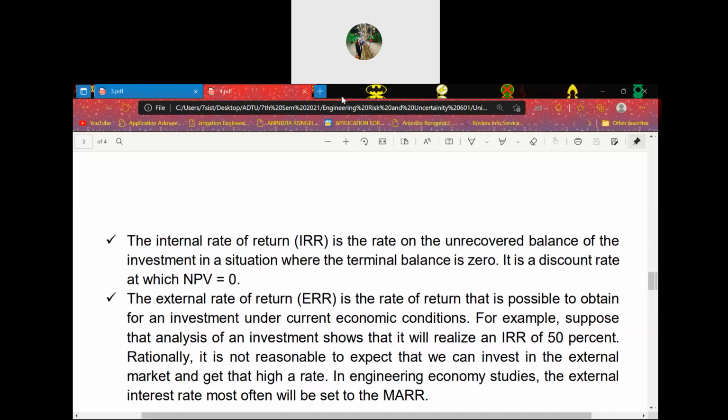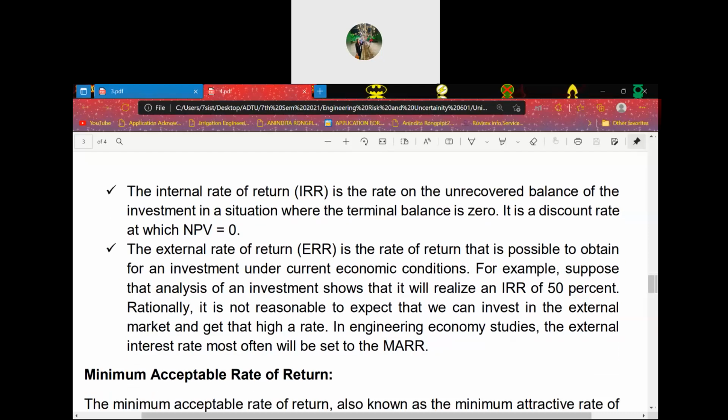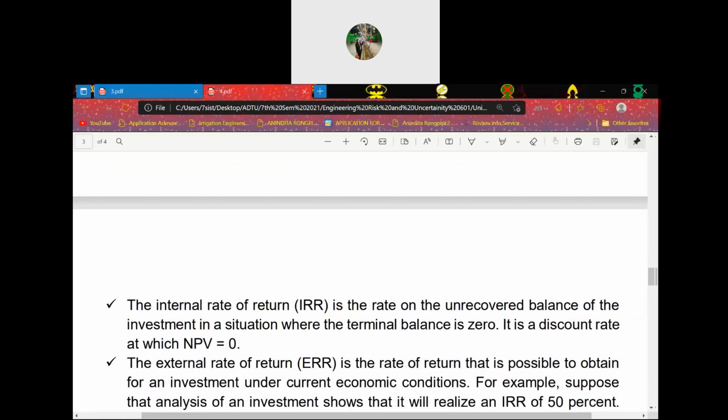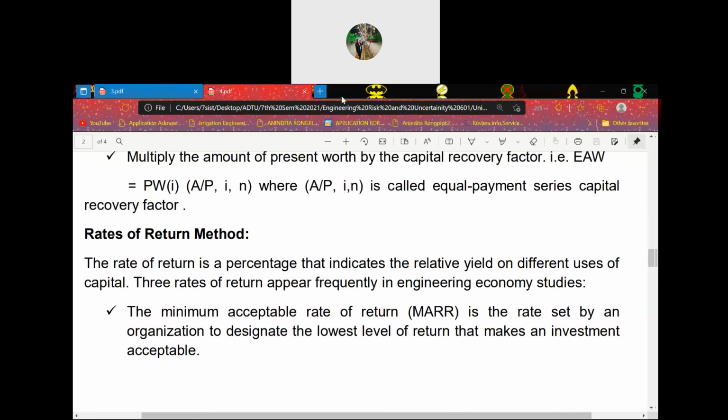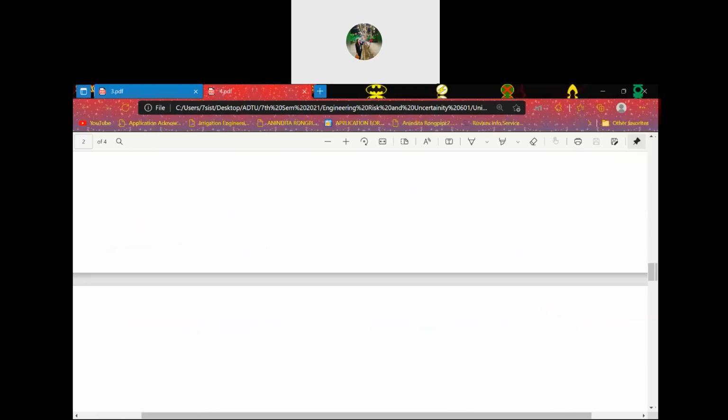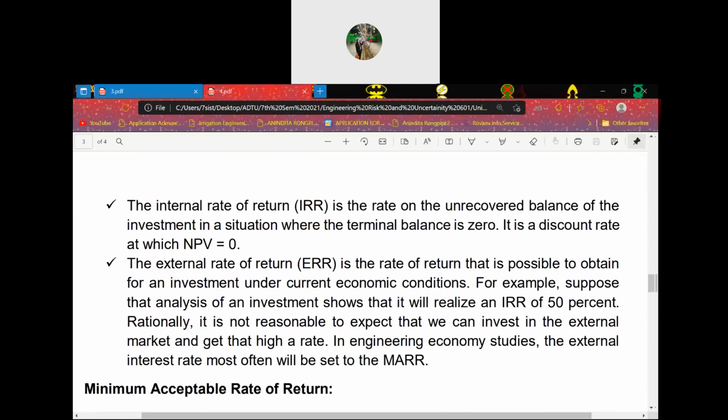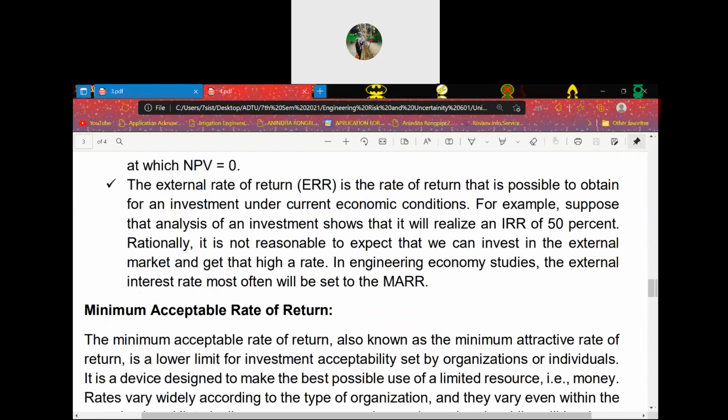In engineering economy studies, the external interest rate most often will be set to MARR, which is minimum acceptable rate of return.